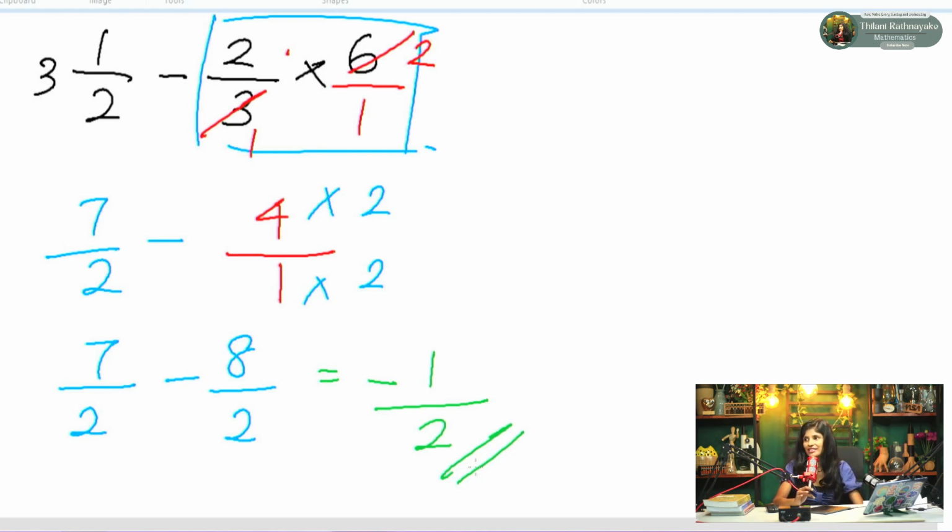That is negative half. So I'm going to teach you these negative, positive things in the next lesson, that is directed numbers. So let's learn the directed numbers also soon.